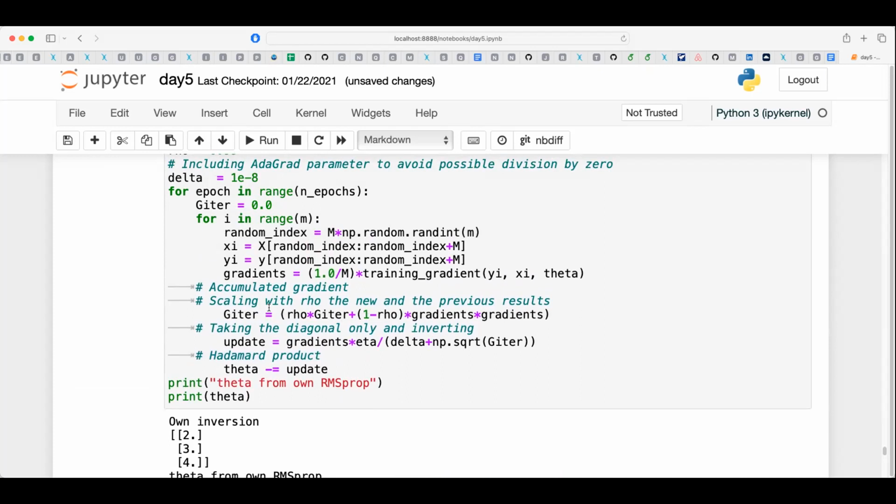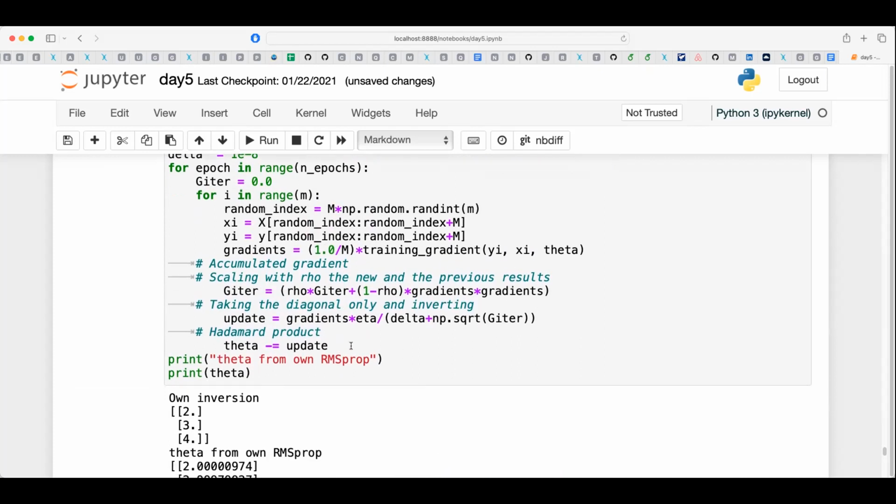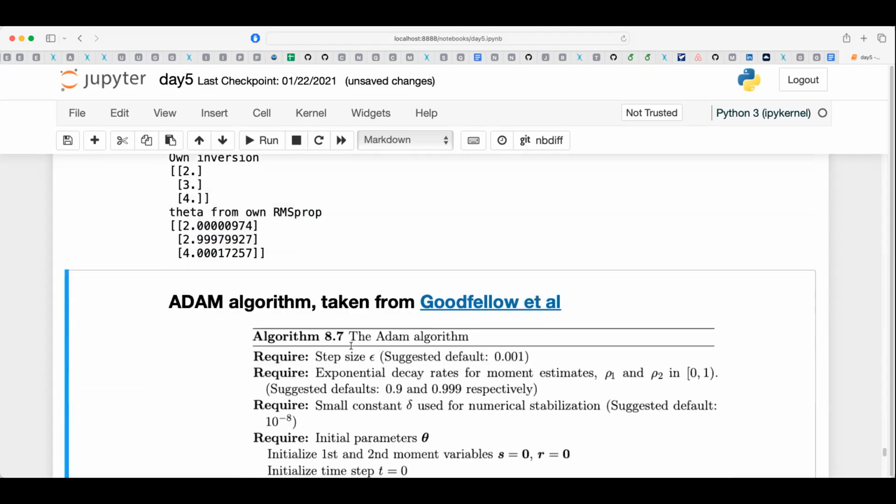Now, in this case, I'm setting up this term. This is the gradient first, and then I have this new term here, which is the gradient times the gradient. So this is row-wise multiplication, or Hadamard multiplication. And then I take the diagonal only, and I invert this quantity here. And then I have my update. So this is root mean square propagation.